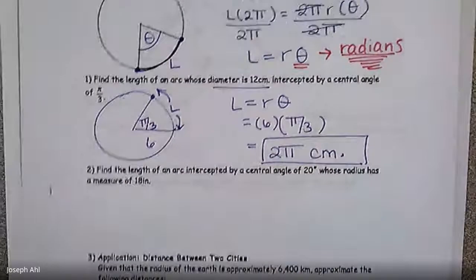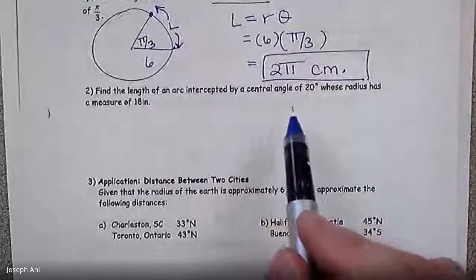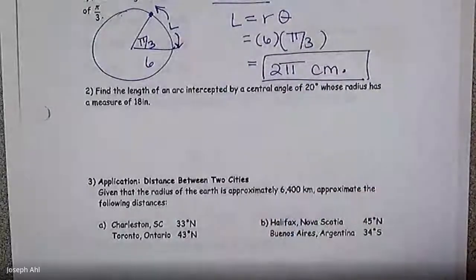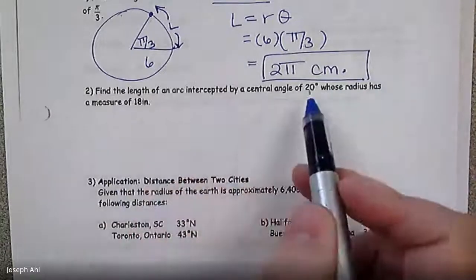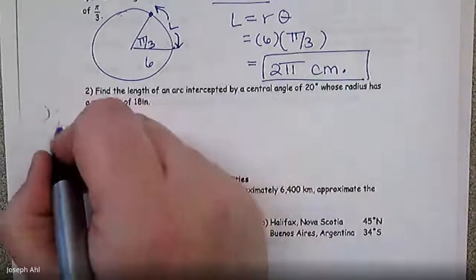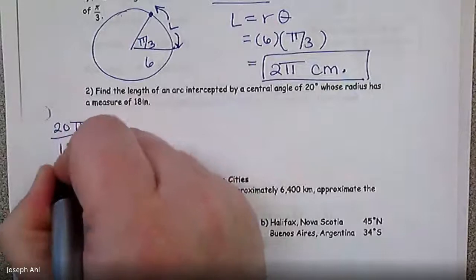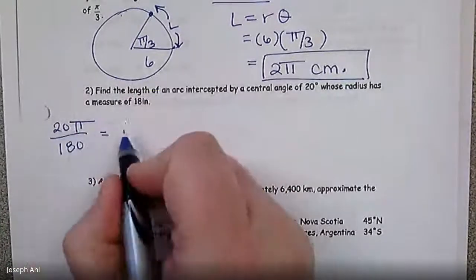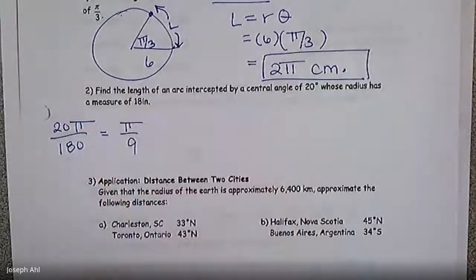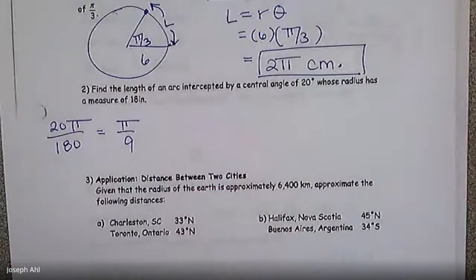All right, it won't be too much of a surprise when I go on to number 2 here. And now I'm going to give you a central angle in degrees. Okay, so we know the radius is 18 inches and the central angle is 20. So really quickly, maybe off to the side, convert that into radians. And let's see, this would reduce to pi over 9. So that has a decent value to reduce there.